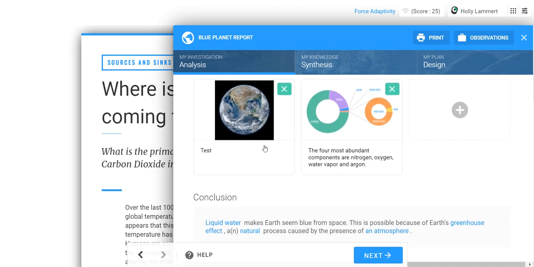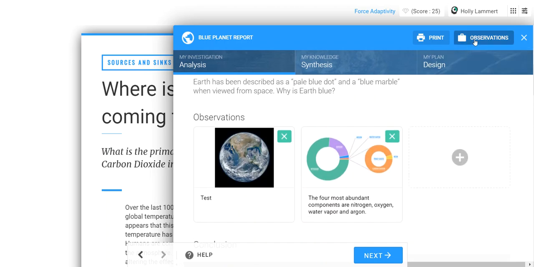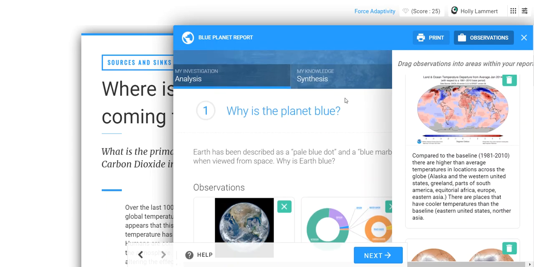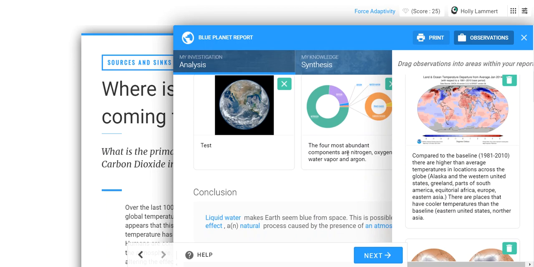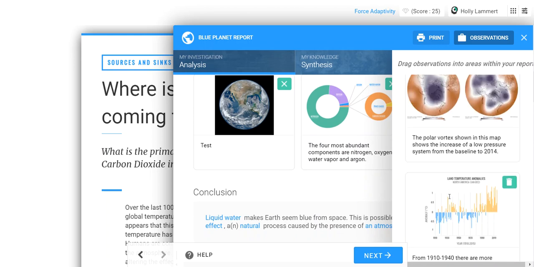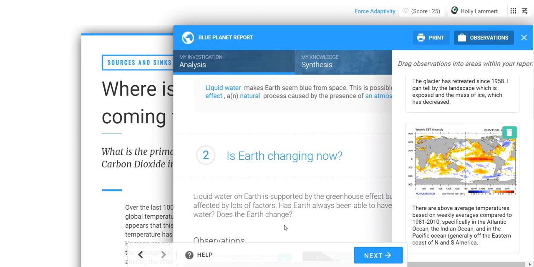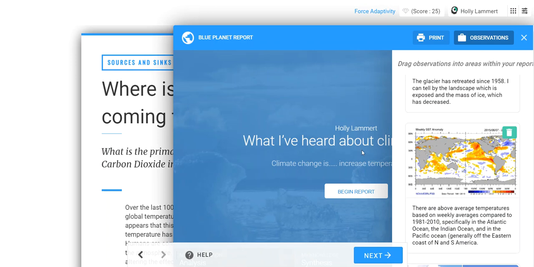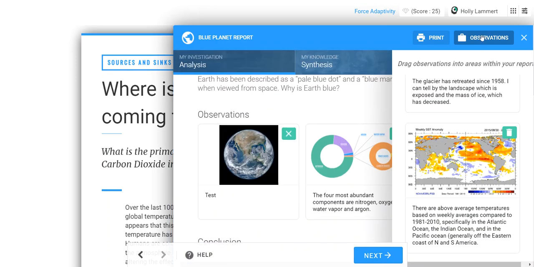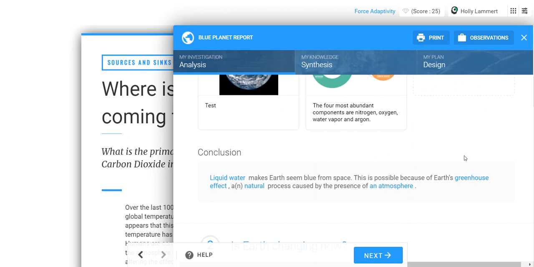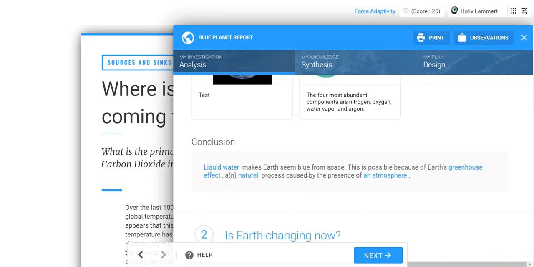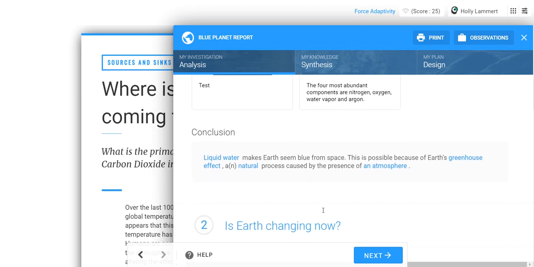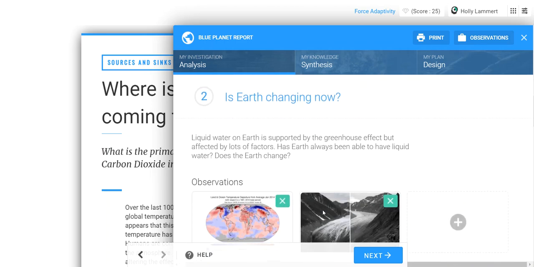So again, you can look at your observations right here, and then you can pull observations that help answer that question, why is the planet blue? You can pull those pieces of evidence in. And here we had a conclusion that said, liquid water makes Earth seem blue from space. This is possible because of Earth's greenhouse effect, a natural process that is caused by the presence of an atmosphere.